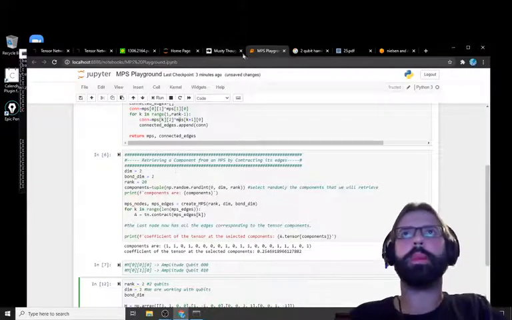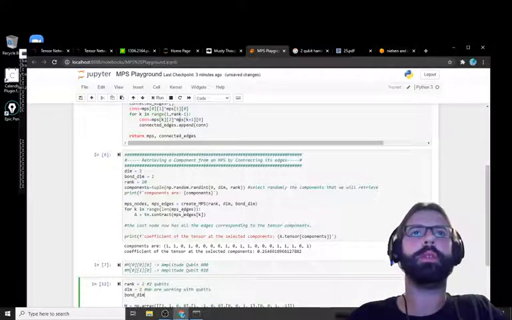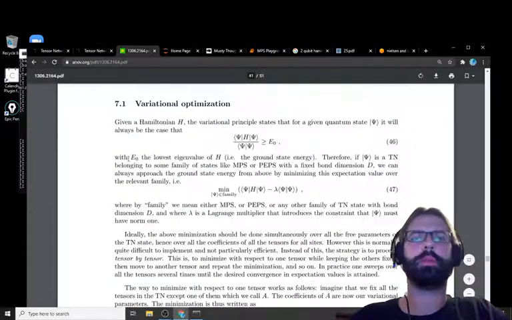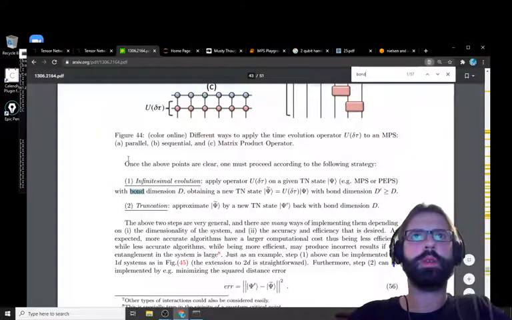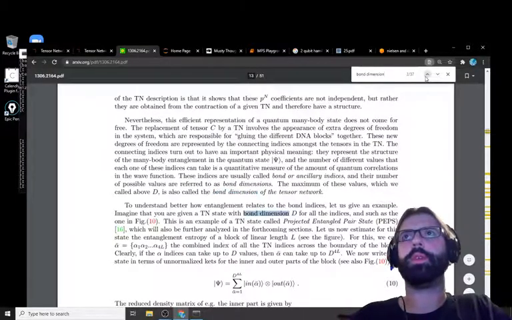So what is the bond dimension? Where did I take this from, actually? I took it from... So let's maybe... Bond dimension, what's the first time it appears? Where is the first time it appears?